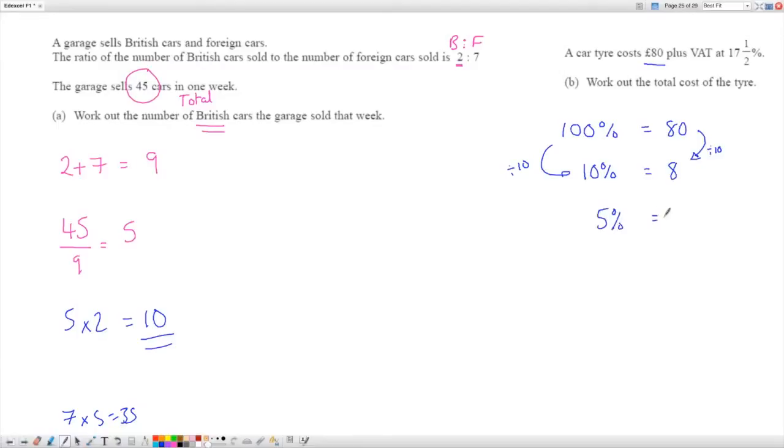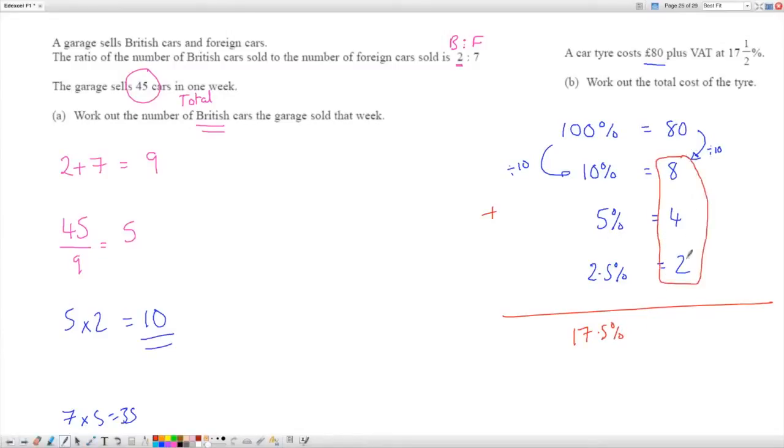Then dividing by 2 to find 5%, then halving again, dividing by 2 to find 2.5%, and then adding everything up to give us 17.5%, which is this bit: 8 plus 4 plus 2, which is 14. Plus the 80, because we're adding, £80 plus the 14, for our total price of the tyre as £94.